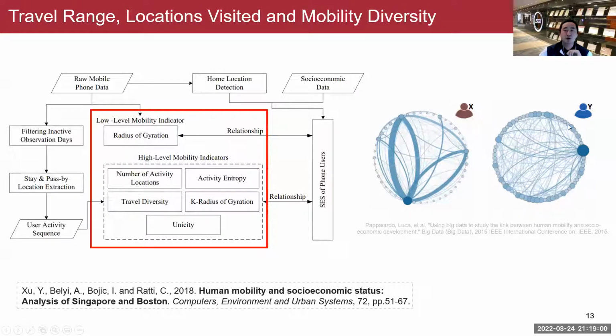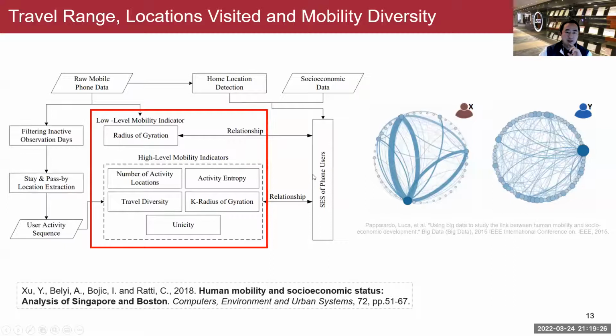For example, there are two persons. The locations show the time they spend at these locations, while the arcs show the travel frequency among different locations. For person X, most of his travels tend to be distributed among a few locations, and for person Y, the travel patterns tend to be more diverse. In that sense, person X has a lower activity entropy and travel diversity than person Y.